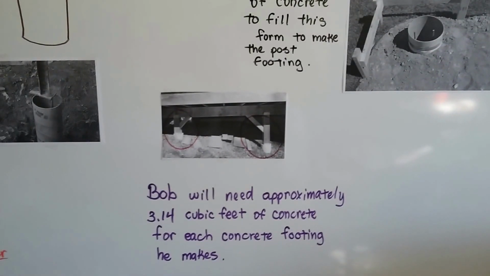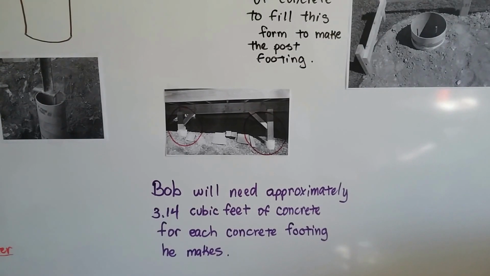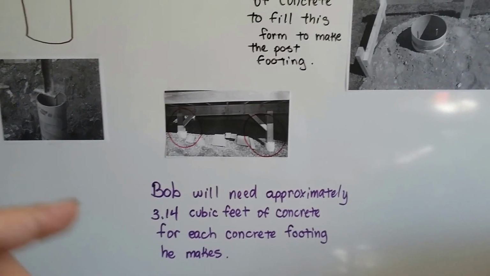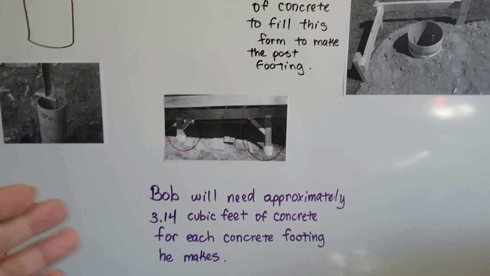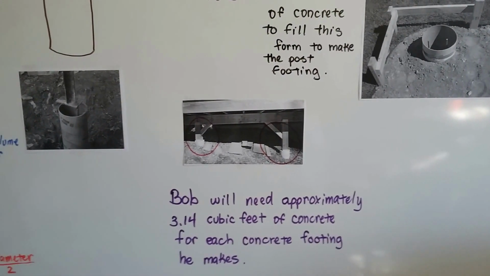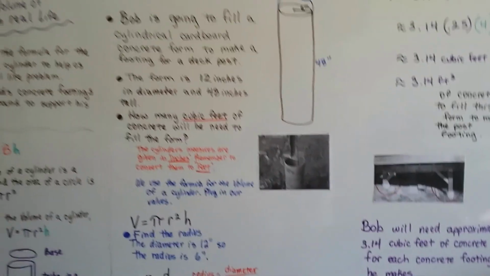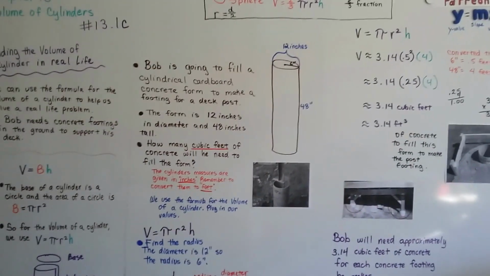So he'll need approximately 3.14 cubic feet of concrete for each concrete footing he makes. So if he's going to do 10 footings, he needs to multiply this by 10. If he's going to be doing 12 footings, he needs to multiply this by 12, however many he needs, okay? So that's how you find the volume of a cylinder in real life.